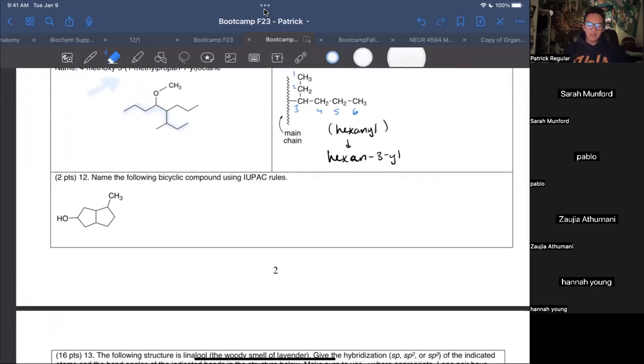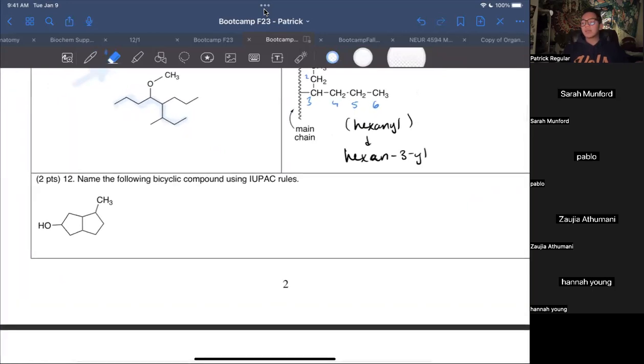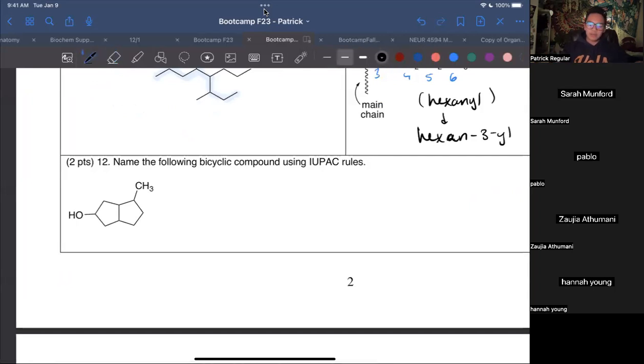Name the following bicyclic compound using IUPAC rules. Bicyclic, something else that you do have to know and don't really like, but hey, you have to name it. For bicyclic, you have to first look at your bridgehead carbons. Bridgehead carbons, this one and this one. You have to count the number of carbons between each of those bridgehead carbons. For this one, we have 1, 2, 3. 1, 2, 3. And then we have 0.